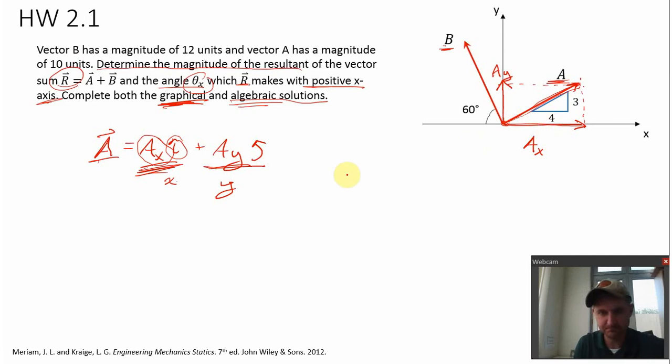Okay? Now, just to review, what is i hat? Well, i hat is a unit vector, and any unit vector has a length of 1, but i hat is a special unit vector that points in the positive x direction. So this would be i hat.